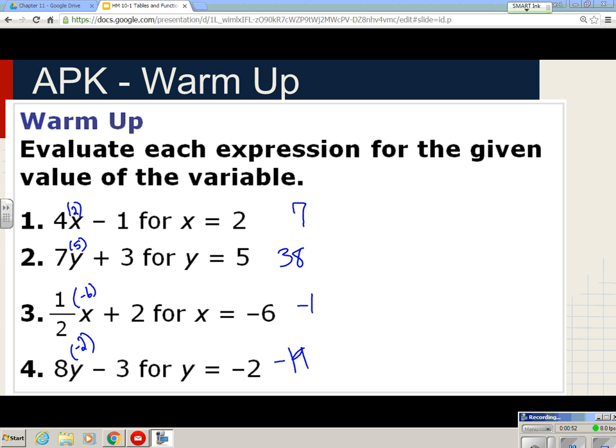All right, so here are the answers you should have received. I put the value above the letter, and you can see for number 1, you had to do 4 times 2 first. Minus 1 is 7. Number 2, it's 7 times 5, which is 35, plus 3 is 38. Number 3, it's 1/2 times negative 6. Well, that gives you negative 3 plus 2, negative 1. And then for number 4, it's negative 2 times 8, which is negative 16. Minus 3 makes it even more negative, negative 19.